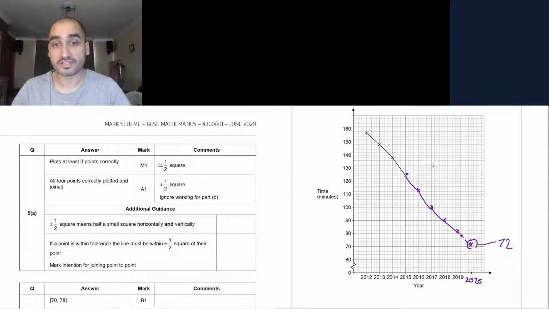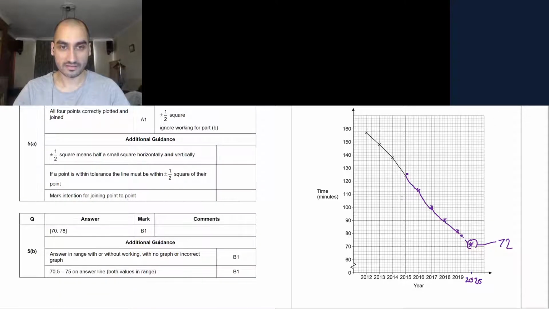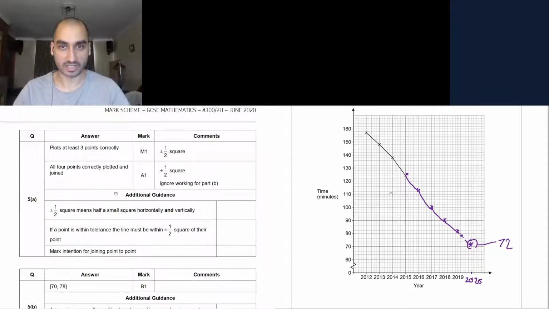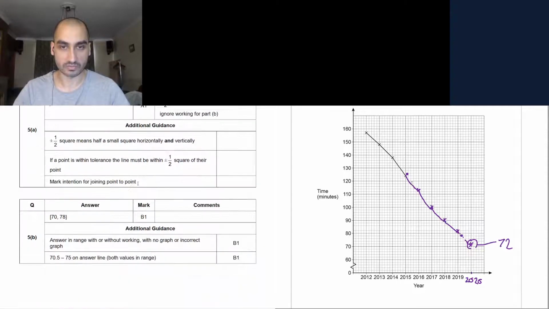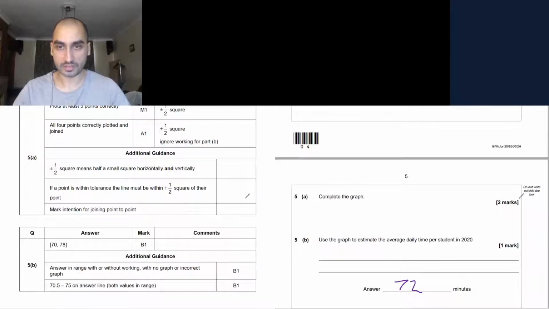Plus or minus half a square. Okay, I think that looks right. Small square horizontally and vertically. I like how they specify exactly the tolerance level of where you plot the points. Mark intention for joining point to point. Okay, yeah, so I got those 2 marks. It's 2 marks.